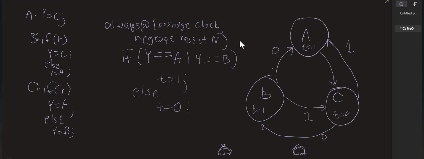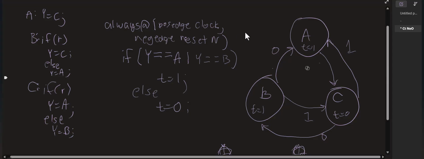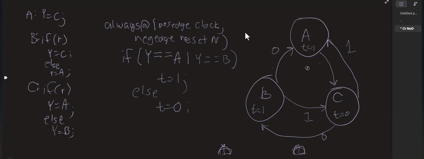Is A to C 0? A to C is 0 or 1, because it's the same, so I didn't put anything, it doesn't matter, it always goes to C. Just like it's purely sequential. Yeah. Okay, so I'm gonna stop this one.